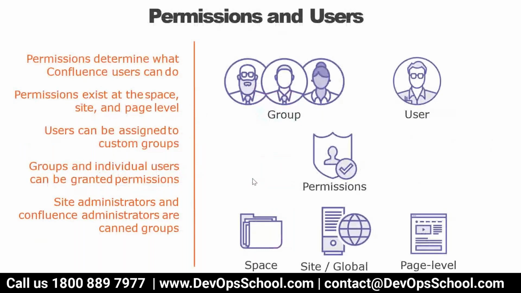And then permissions. So here you have permissions in Confluence. For users, you can set the permission at the space level, site level and page level. Same with a group, which is a collection of multiple users: you can set group permissions at the space level, site level and page level also. Permission will determine what a Confluence user can do. Permissions exist at the space, site and page level. Users can be assigned to custom groups. Groups and individual users can be granted permissions. Site administrator and Confluence administrator are groups. So these are the things which you have.